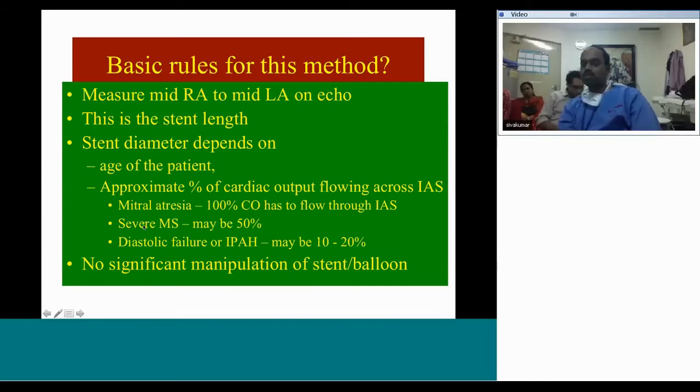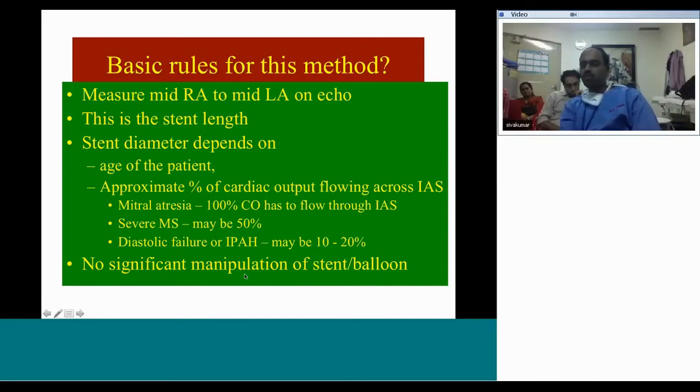For example, in severe mitral stenosis, you want to decompress the left atrium, but you don't want the entire left atrial blood to come into the right atrium. So you may use something like 50% of the cardiac output flowing across. In diastolic heart failure or in idiopathic pulmonary hypertension, where you want to decompress the left atrium or right atrium, you want only about 10 to 20% of the cardiac output. So depending on your indication, how much of the cardiac output has to pass through the atrial septum, you decide on the stent diameter.